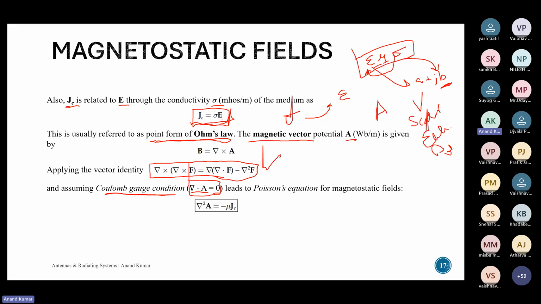We will just take this. Somebody has told us, and this is true. And this leads to the Poisson's equations for magnetostatic fields.